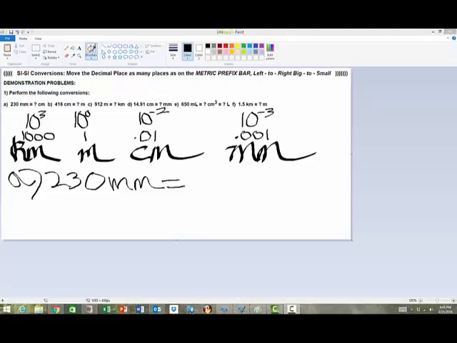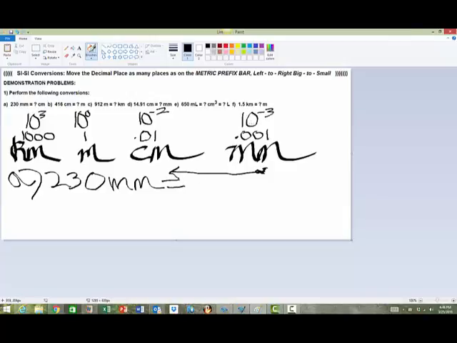Let's do an example. Part A, 230 millimeters is how many centimeters? The first thing we need to know is, is a millimeter bigger or smaller than a centimeter? We locate the millimeter on the prefix bar, and we see that the millimeter is to the right of the centimeter. Therefore, the millimeter is smaller than the centimeter. So the decimal place will move to the left.